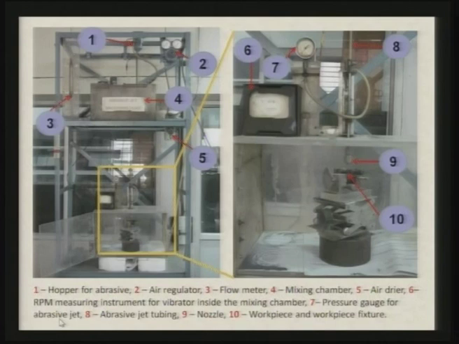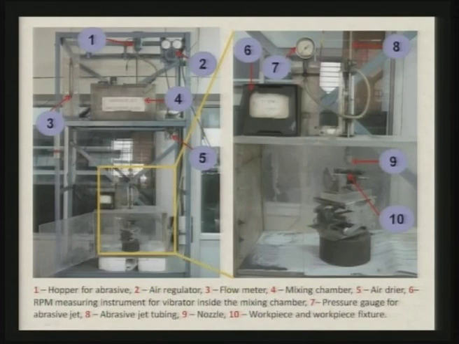Now, this is the picture of the AGM setup available in IIT Kanpur. You can see various parts or elements of the AGM setup shown over there. Here one is the hopper for abrasive particles, and 2 is the air regulator, and 3 is the flow meter, with the help of which you can find out how much quantity of abrasive and air is flowing. 4 is the mixing chamber, inside this, as we have seen in the earlier case also, and 5 is the air dryer, and 6 is the RPM measuring instrument for the vibrator inside the mixing chamber.